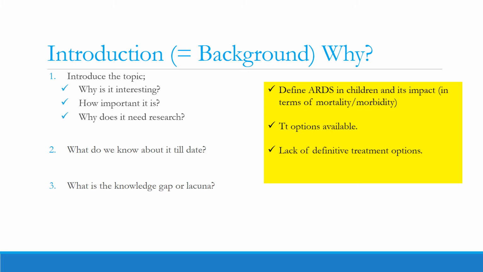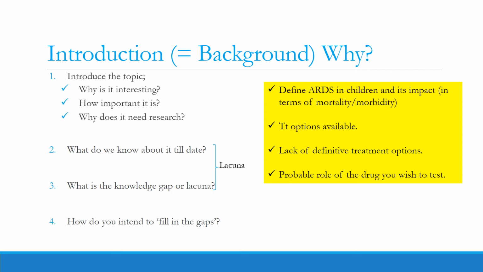So this will come by saying there is a lack of definitive treatment options, because you have already cited the references above, and you finally conclude that there is a lack of definitive treatment options in children. So basically points 2 and 3 help in defining the lacuna in the knowledge. Then finally you tell how you intend to fill in the gaps by your research. That is the objective or purpose or hypothesis which you are going to work upon in your research. So basically you will be talking about the probable role of the drug you wish to test. So this is how you write the introduction part.